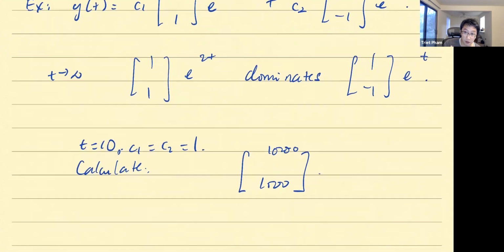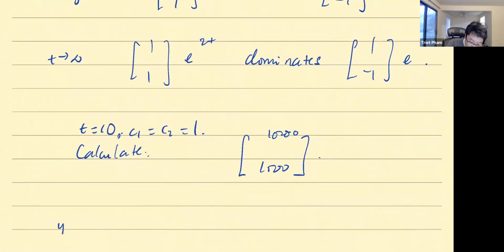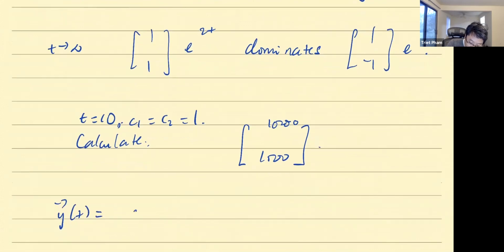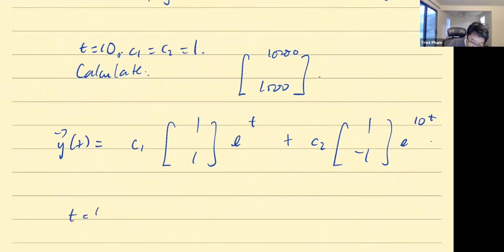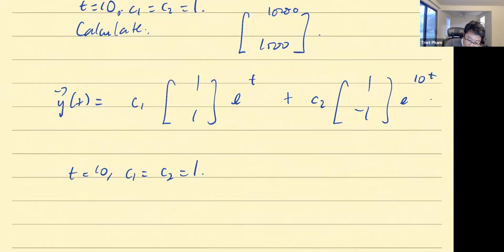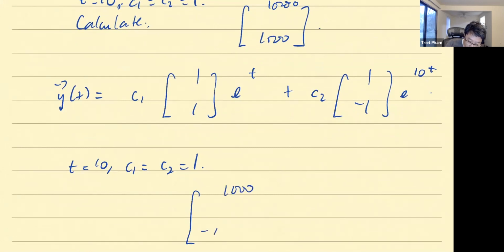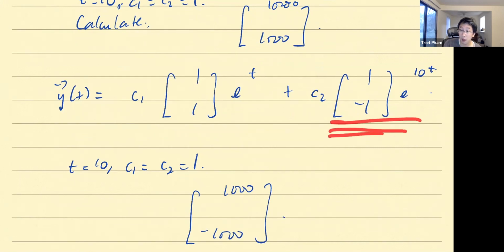Now, let me give you the other example. For example, c1 e^(t) plus c2 e^(10t), with the second vector being 1, minus 1. Again, let's say t equals 10, c1 equal to c2 equal to 1. Then you plug in, and you'll see that the vector is something like 1,000 and minus 1,000, because now this term will be dominating. That's what I mean. If you do e to the 100, I think your calculator might blow up.